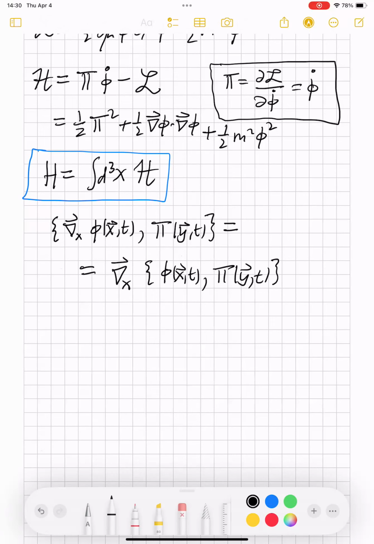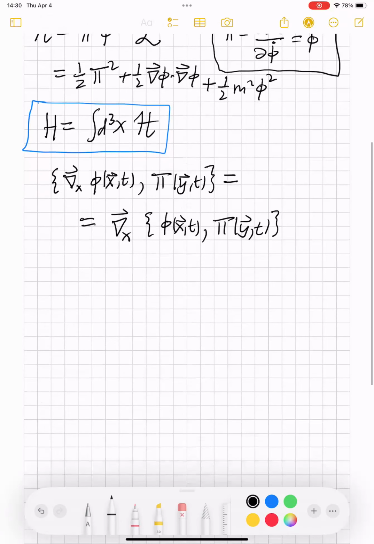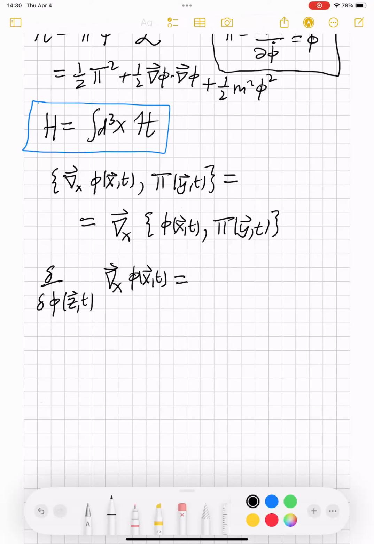And now, recalling that the Poisson bracket involves functional derivatives, what assumption are we making? The assumption that we're making is that if we were to calculate the functional derivative with respect to some other coordinate, let's call it z, of the derivative d/dx of phi of x comma t, we are claiming that these two derivatives commute. So that's the basic thing that we are claiming when we pull the derivative out of the Poisson bracket. So why should these two derivatives commute?